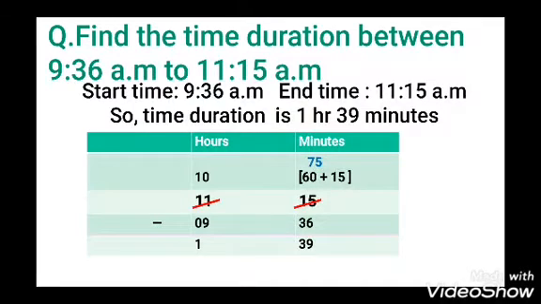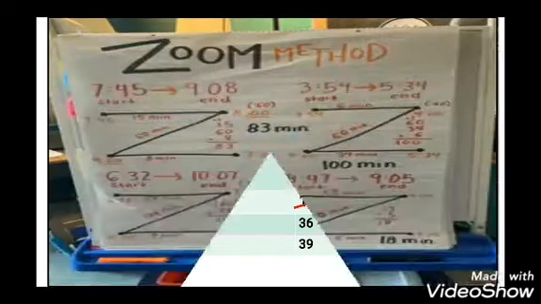Here 9:36 a.m. is the start time, end time is 11:15 a.m. So here the minutes are less, so we will borrow 60 minutes from here. So this becomes 60 plus 15, 75. 75 minus 36 is 39, and here 10 minus 9 is 1. So the time duration is 1 hour 39 minutes.